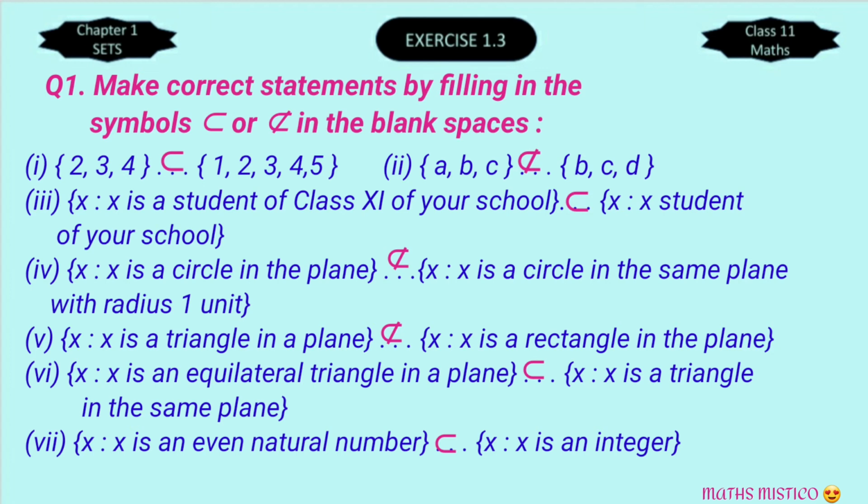In question 1, part 4, the first set contains circles with any radius, whereas the second one contains only the circles with radius 1 unit. So clearly the first one is a larger set and subsets cannot be larger than the given set. In the 7th part, every even natural number is also an integer, so it is a subset.